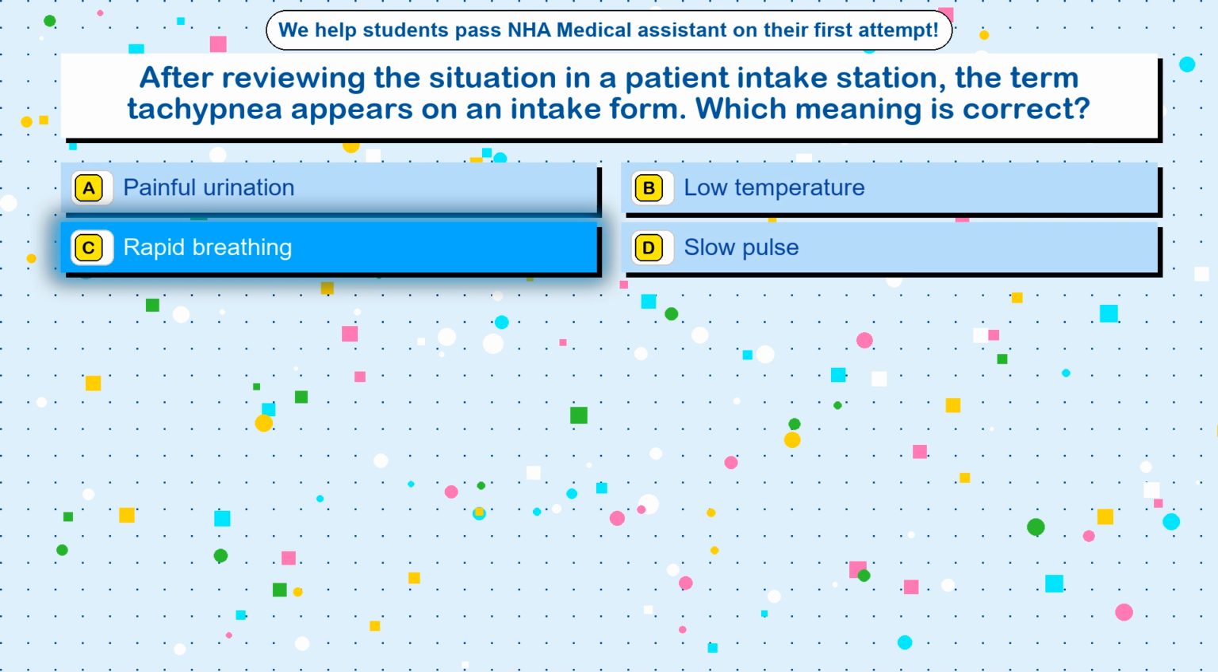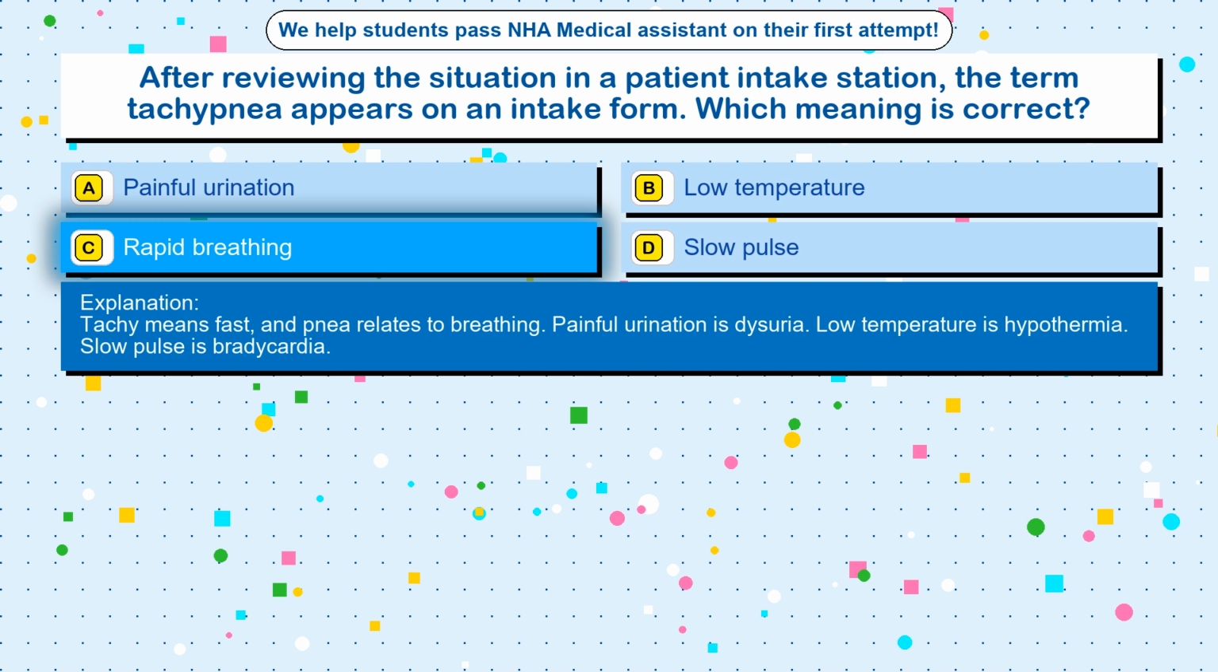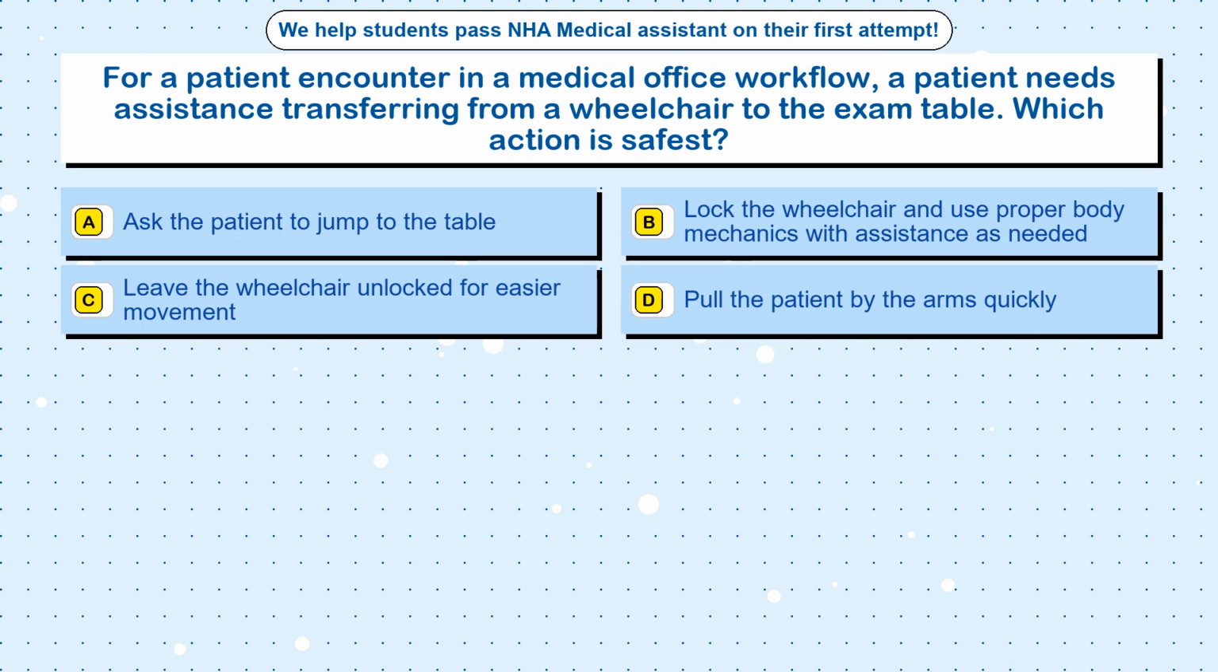Rapid breathing. Tachy means fast, and nea relates to breathing. Painful urination is dysuria. Low temperature is hypothermia. Slow pulse is bradycardia.